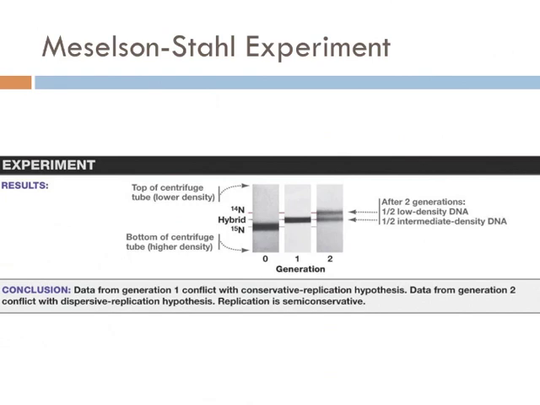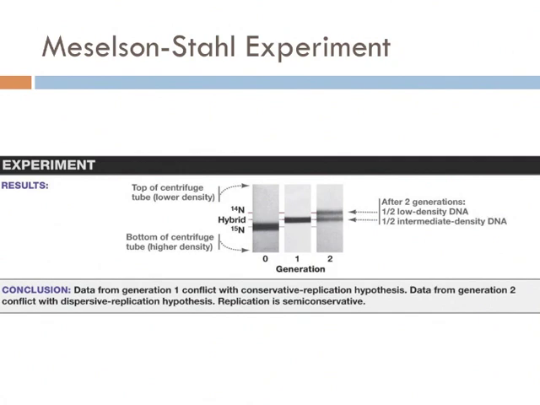E. coli were grown for several generations in a medium with nitrogen-15. When DNA is extracted from these cells and centrifuged on a salt density gradient, the DNA separates out to the point at which the density equals that of the salt solution. The DNA of the cells grown in the nitrogen-15 medium have a higher density than cells grown in a normal nitrogen-14 medium.